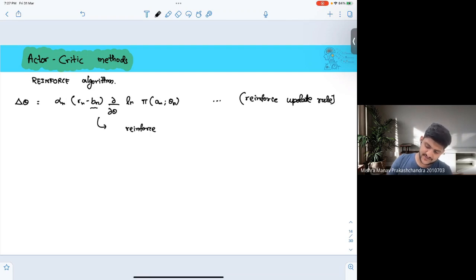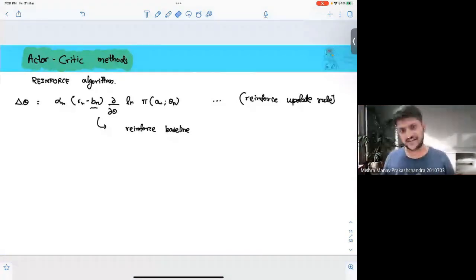And this Bn term is known as the reinforced baseline, and it's somewhat of a heuristic measure to determine whether the current reward that I have is good or bad. Based on that, the policy gets updated in the positive or the negative direction. Okay, based on the reinforced baseline.